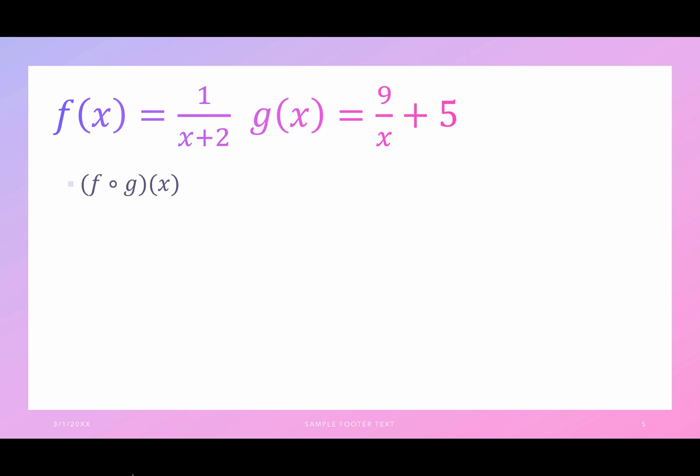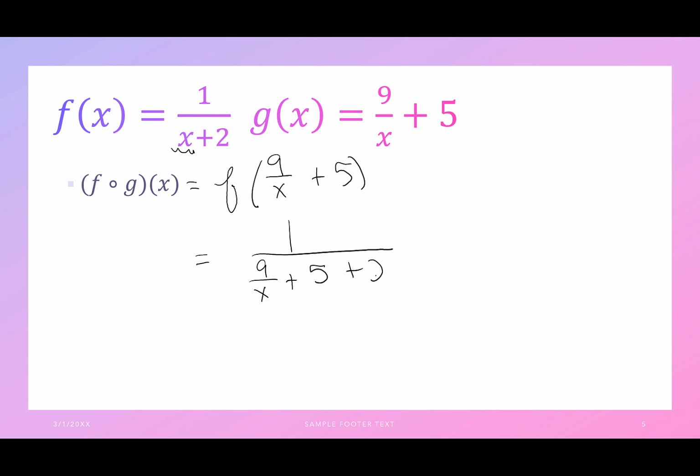I have f of x is 1 over x plus 2, and g of x is 9 over x plus 5. So we have f of g. So g is 9 over x plus 5. So now that we have the f of 9 over x plus 5, I need to take the 9 over x plus 5 and put it wherever x is in f. So I have 1 over, instead of x, I'm going to write 9 over x plus 5 and then plus 2.